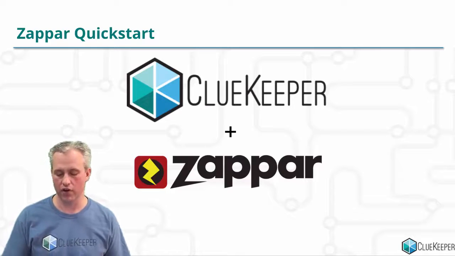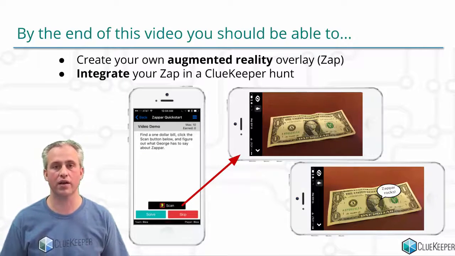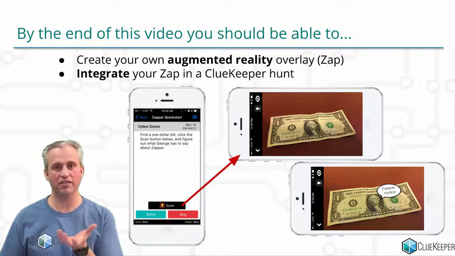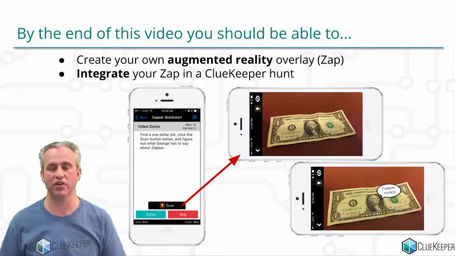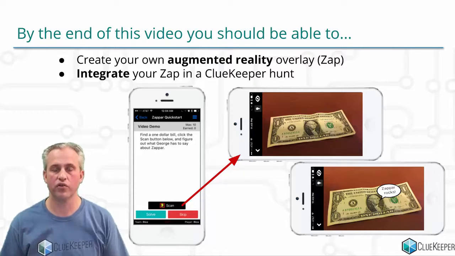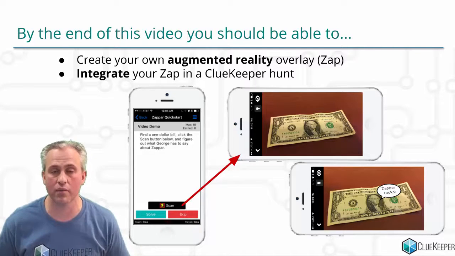So the goal of this video is we're going to show you an example of an augmented reality experience. We call these Zaps, and then we're going to show you how to build it. So the idea is that you can get these bite-sized pieces of entertainment, these Zaps, into your hunt using the Zappar platform, and we're going to show you how you get it into your ClueKeeper hunt. So we'll show you how to do this, but we'll show you the demo first.